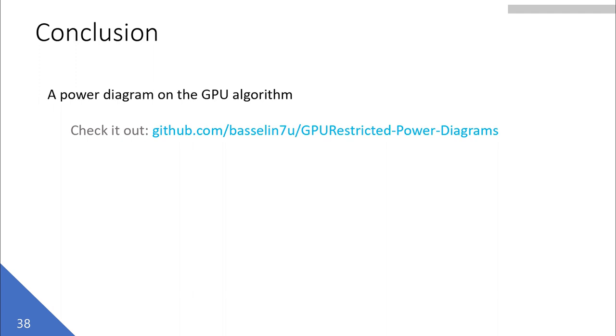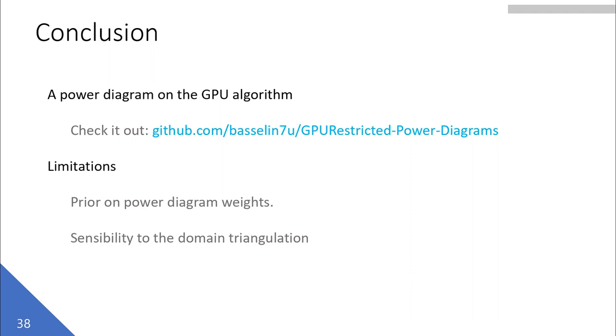As a conclusion, we have produced an algorithm to compute power diagram on the GPU. The code is fully available on GitHub. The algorithm does have some limitations because of the use of predicates for power diagram and because of catastrophic cancellation on the estimation of our integral, but it is really efficient in our specific test cases.